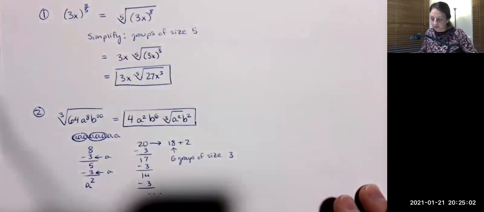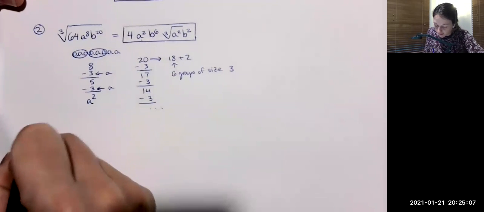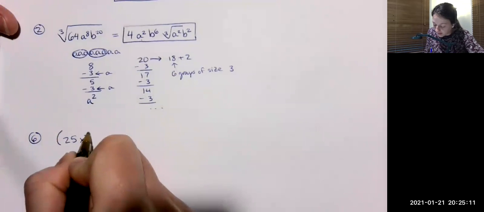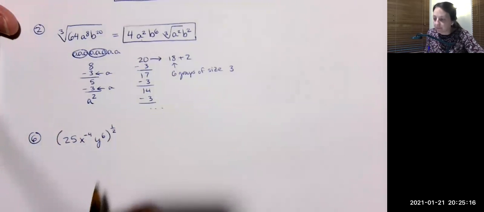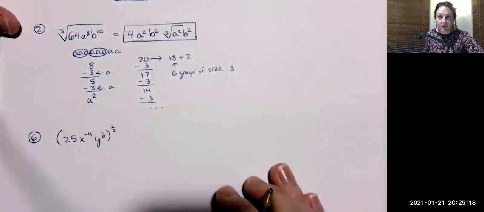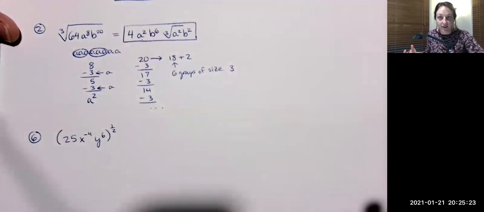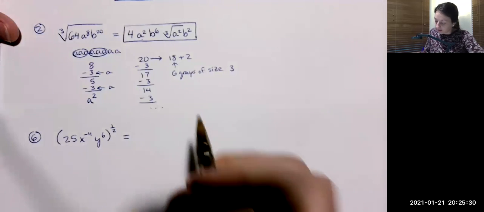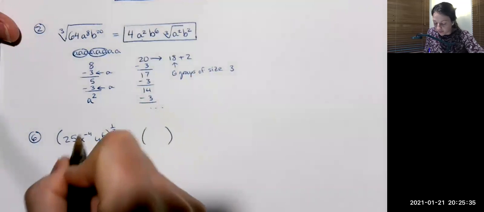All right, number 6 is next. Number 6 is another simplify problem. 25x to the -4th, y to the 6th, all to the 1/2 power. Now, we're going to do a few things differently here with number 6. First things first, it doesn't say leave it as a radical or leave it as an exponent. So I'm going to go ahead and do some PEMDAS here, which is going to simplify this -4th power.